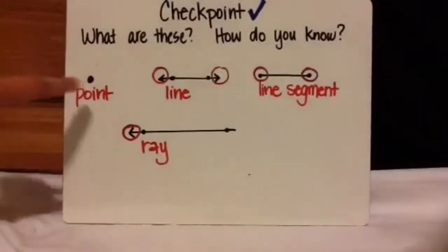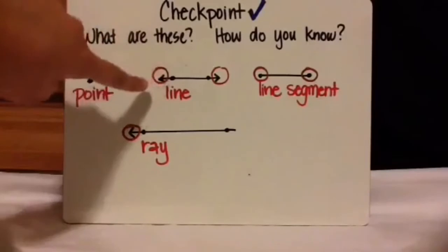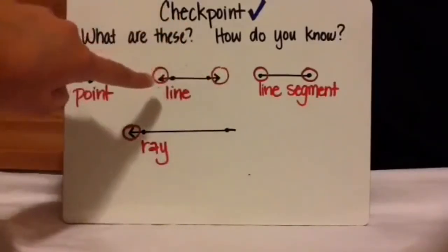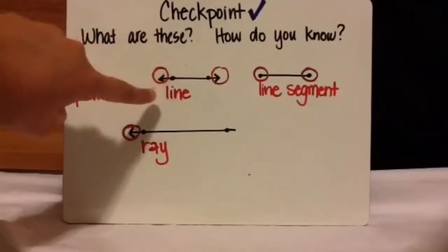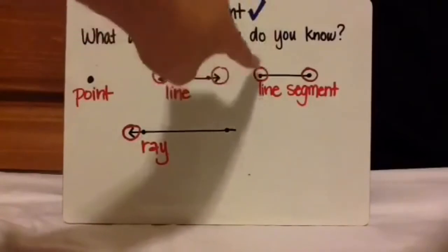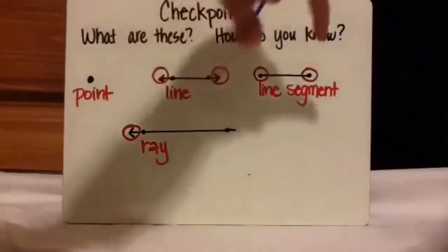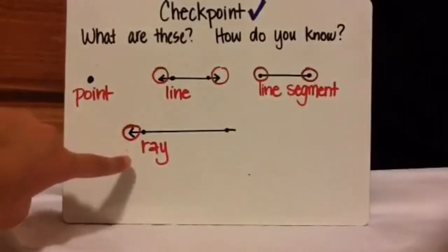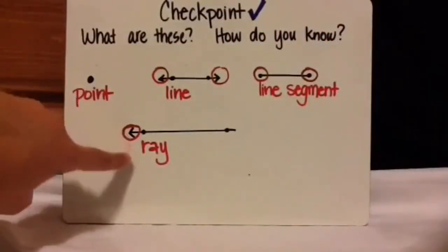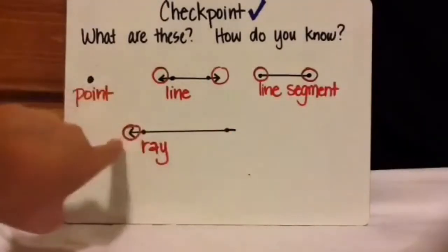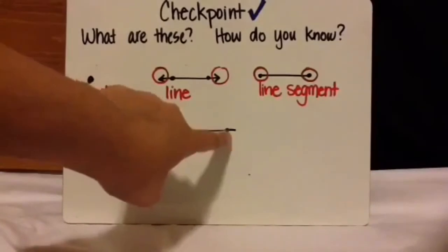Okay, so here are the answers. This is a point. This is a line. And as evidence, I just circled the 2 ends, the 2 arrows, to show that I know it's a line because a line goes on forever. Remember, to infinity and beyond. This is a line segment, and I circled the 2 points to show that it's a segment, it's a part of a line. This one is a ray, and I circled 1 arrow to show that a ray is forever going on one side and starts on the other side.